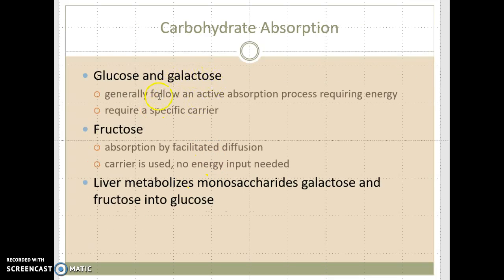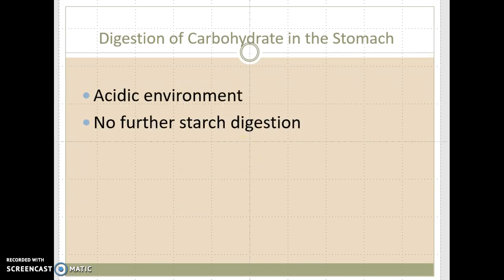So glucose and galactose then, as we mentioned, require a carrier to get into the liver, so it takes energy for them to be stored, whereas fructose is diffused without any energy, moves right across the cell membranes. So there's the difference in absorption.